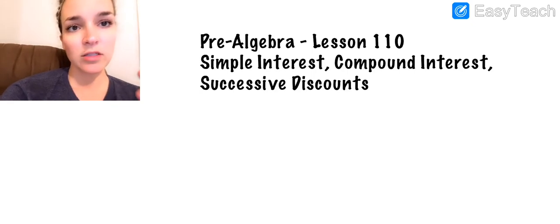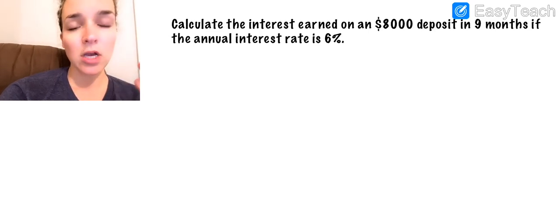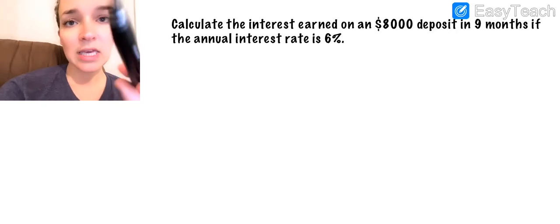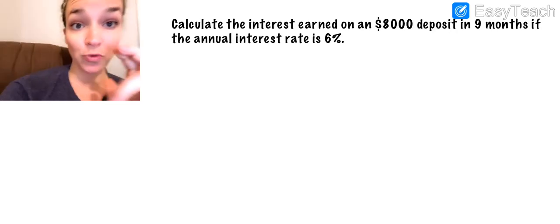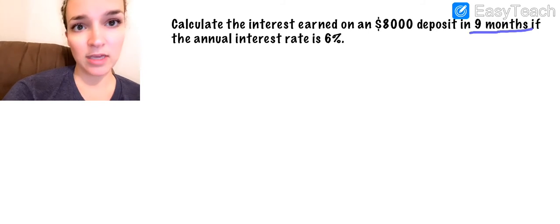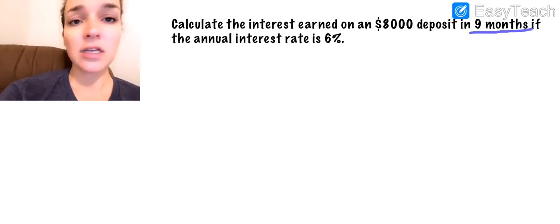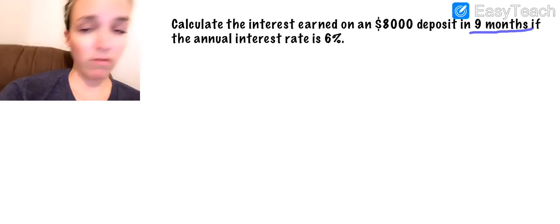Okay, so let's go ahead and look at that first one that I was talking about, the simple interest one. It says, calculate the interest earned on an $8,000 deposit in 9 months if the annual interest rate is 6%. Okay, so the key here that I wanted you to pay attention to, the twist, if you will, is the 9 months part. Generally we're talking about how much is earned in a year or 2 years or 3 years, it's by years.